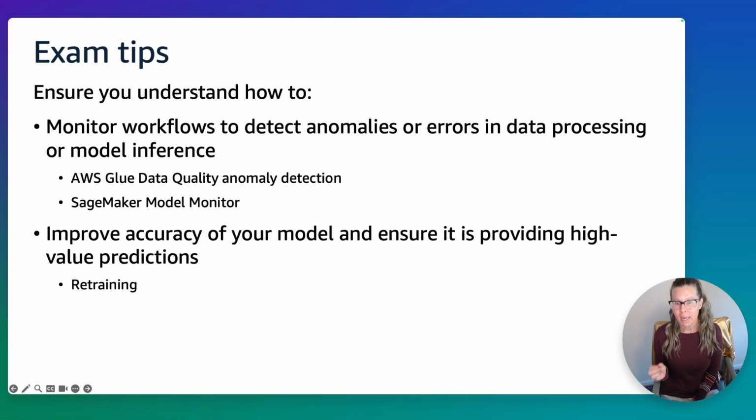Also, ensure you understand how to ensure your workflows detect anomalies or errors in your data processing or model inference. You can use AWS Glue data quality anomaly detection to apply machine learning algorithms on data statistics over time to detect abnormal patterns and hidden data quality issues that are hard to detect through rules.